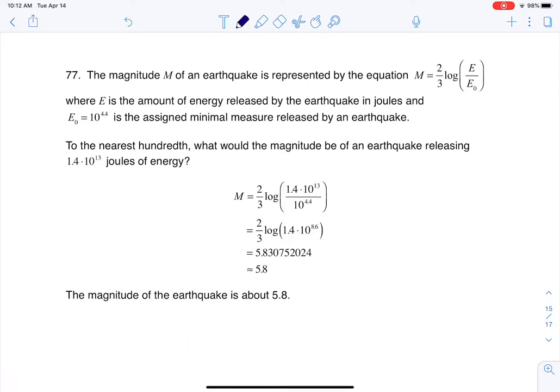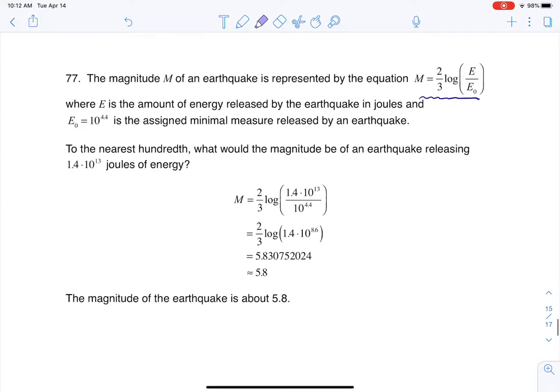At 31, I had a question coming out of section 6.6, number 77. Here we were given this pretty fun looking equation to calculate the magnitude of an earthquake. They said that capital E, the numerator in the argument for the logarithm, is the amount of energy released by an earthquake. And it looks like the units are joules.